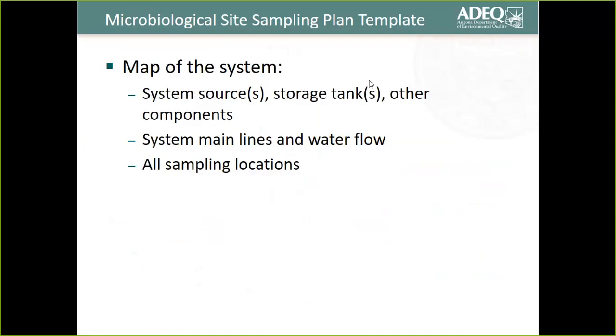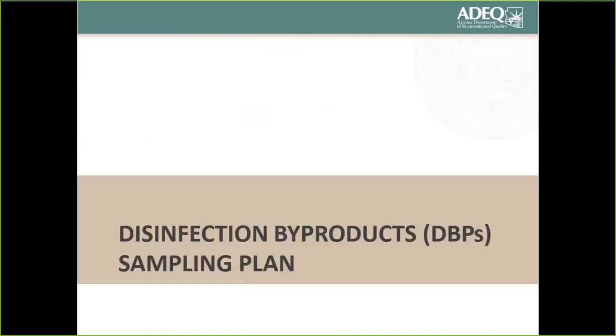So what we like to see usually with a map of your system, where are your system sources, like your wells, storage tank, your springs or surface water intakes, where they're located, your storage tanks we like on there, other important components we like on there. You can also put the system's main lines and then just an arrow showing how the water is flowing, or the direction of the water flow. And then we would like to have all your sampling locations on the map. So your routine and then your repeat sampling locations on the map. So that kind of wraps up the microbiological sampling plan.